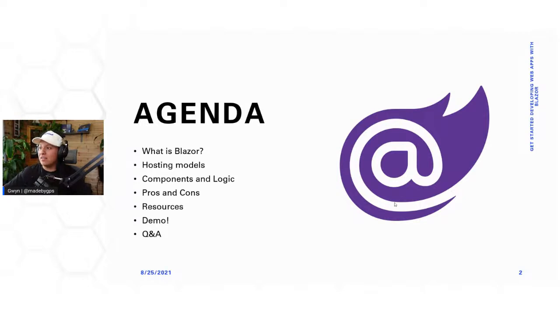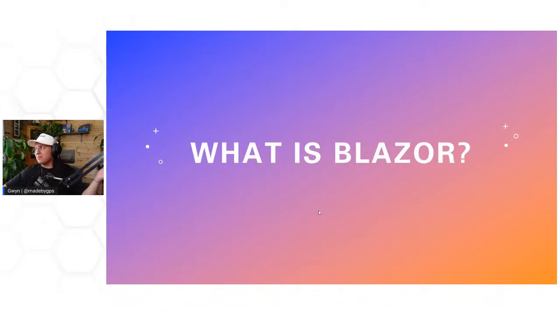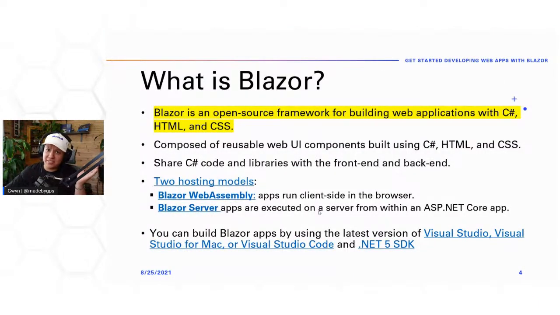But let's dive right into the first actual part of this, which is what is Blazor. I've tried to highlight probably the most important part of each slide, so if you see highlights, that's why. My one-line definition, if someone asks me what is Blazor, is that it's an open source framework for building web applications with C#, HTML, and CSS. The C#, HTML, and CSS build what are called components, and components are meant to create your UI. So you build your UI utilizing these components.